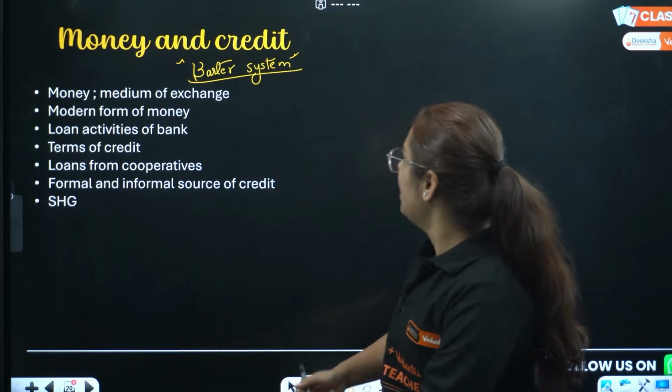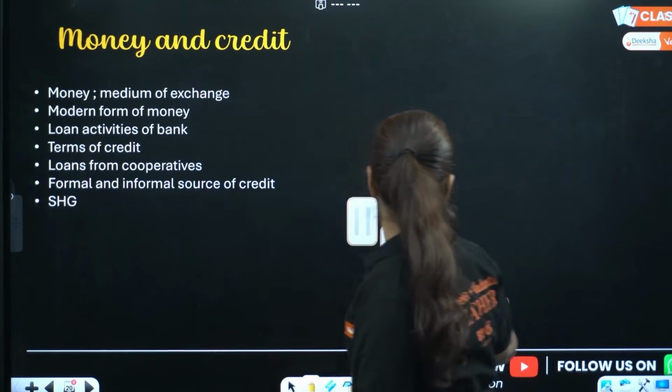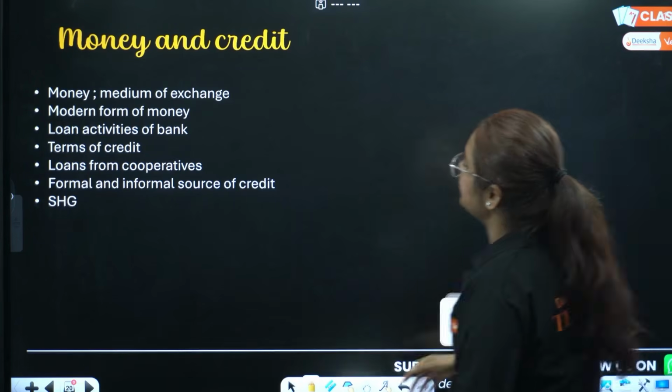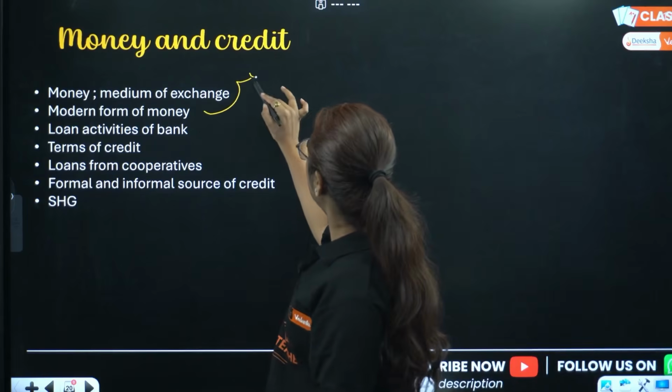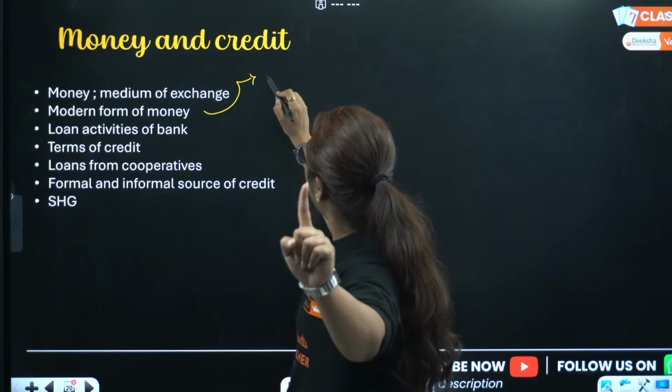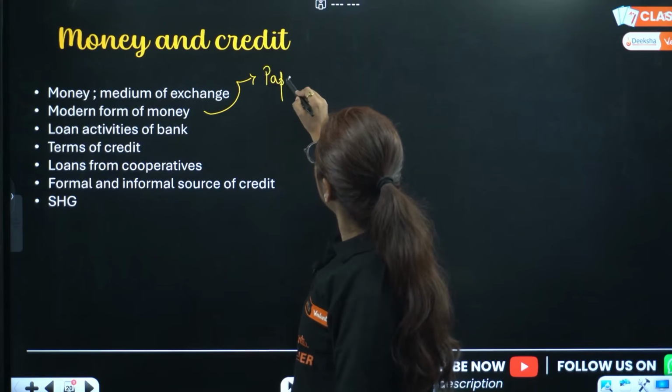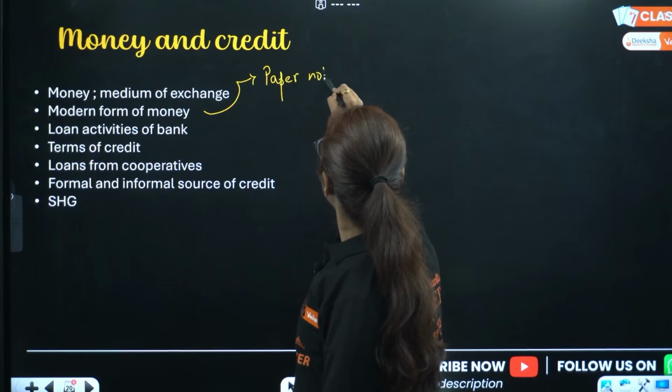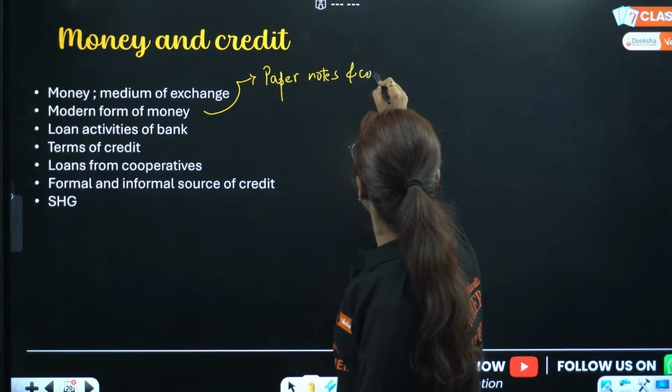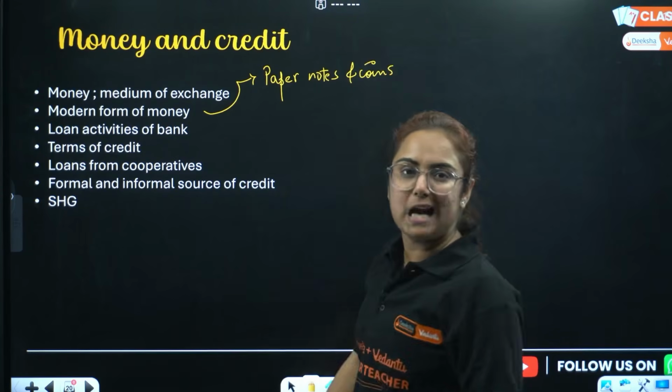So this is how. What are the modern forms of currency, beta? So the modern form of currency, first of all, is paper notes and coins, the use of which has reduced because of the coming of the UPI system.